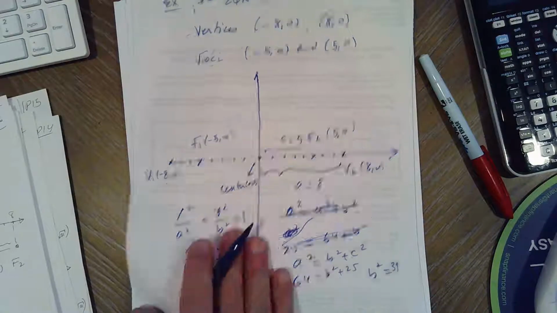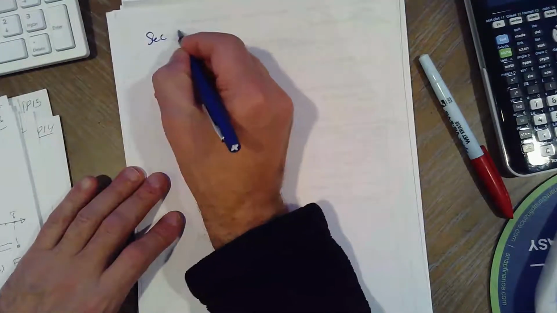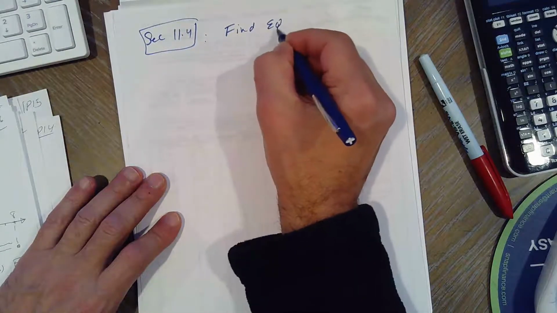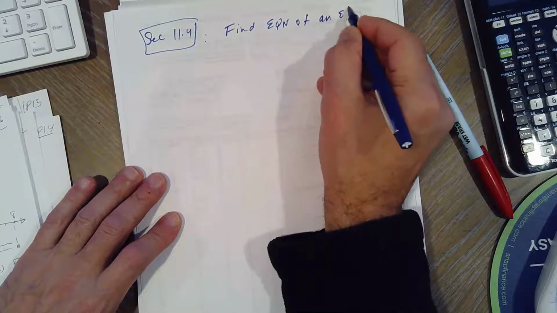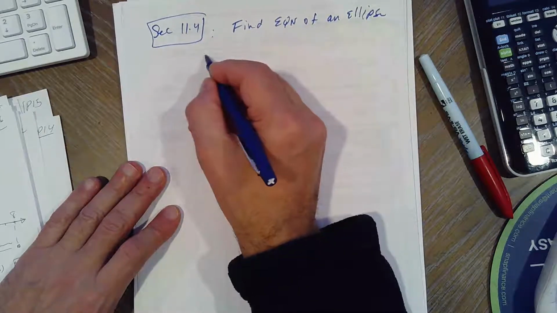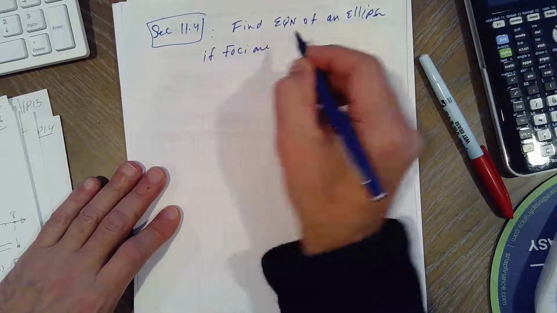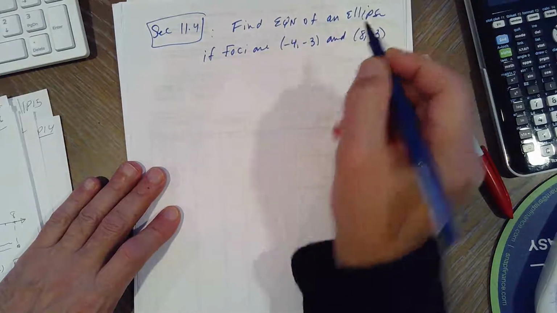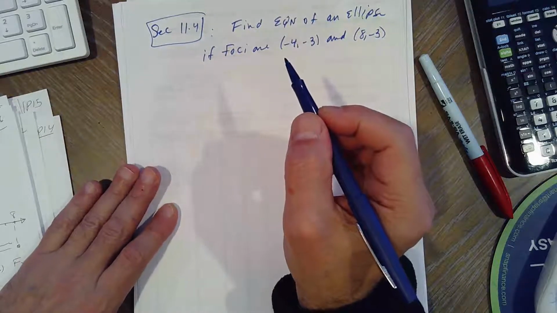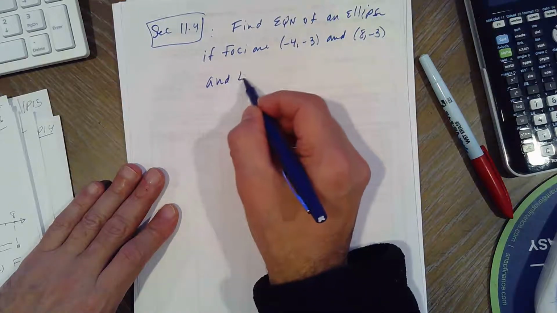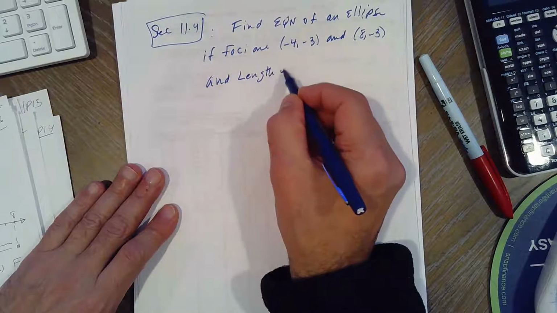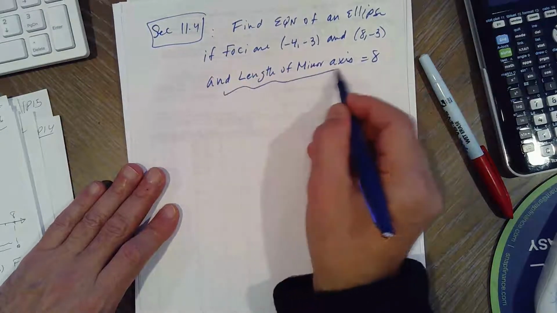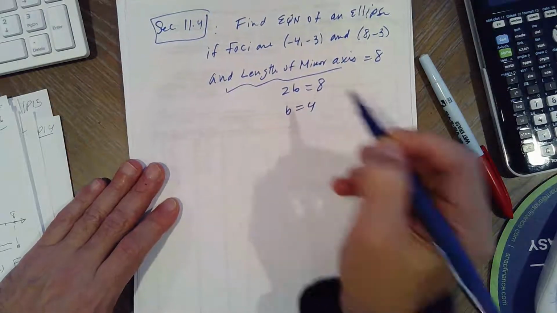Equals 1. Okay, from 11.4, find the equation of an ellipse if the foci are -4, -3, and 8, -3, and the length of the minor axis is 8. So if the minor axis is 8, right away b is 4 because that's 2b.